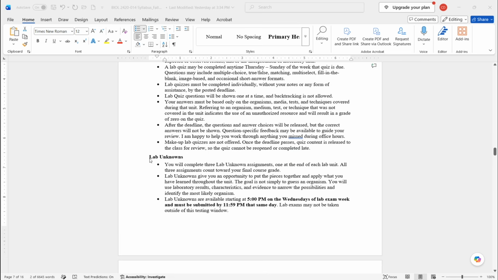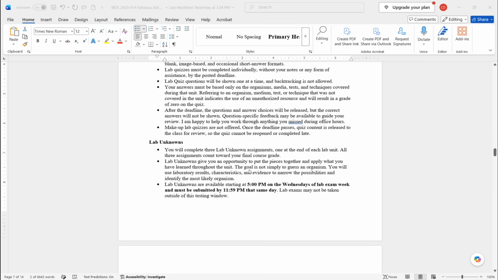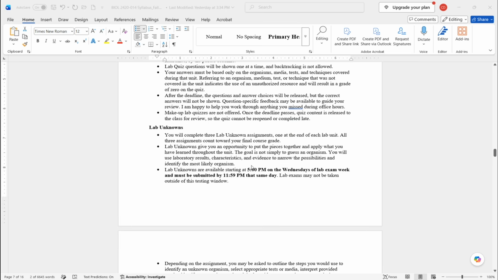And then we're going to have unknowns, one unknown for each lab unit. Essentially, it's going to be another Blackboard quiz format, but it'll say, in this unit, we studied Proteus vulgaris, outline the steps that you would need to take to identify this organism as your unknown. And in that unit, we would have talked about all of this. Okay. So there's no real surprises.